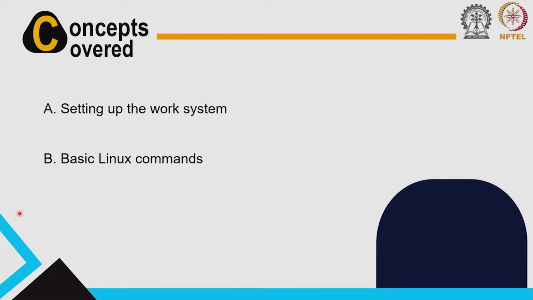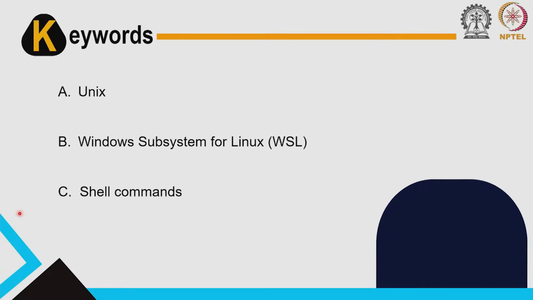The first part will be setting up the system where we can actually do all this analysis. This system is required for the quality control and the subsequent steps. So, we will start with that today. We will set up the system and then we will talk about some of the basic commands in this class. These are the keywords. We will use the Unix subsystem for Linux or WSL and shell commands.